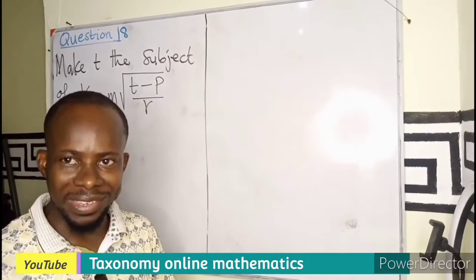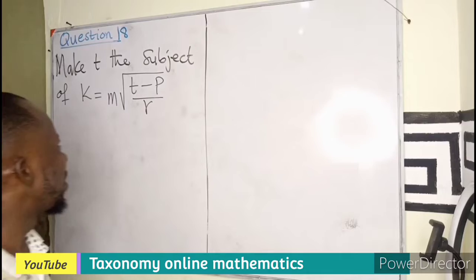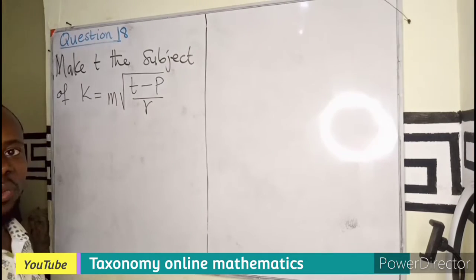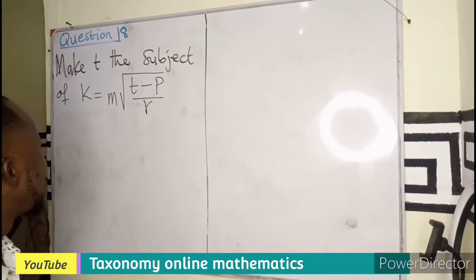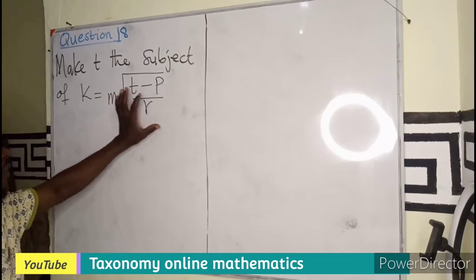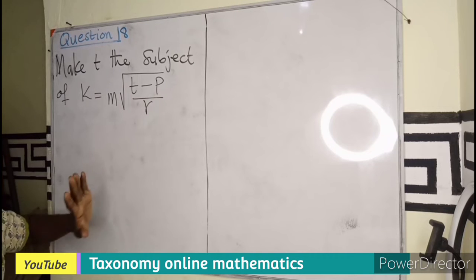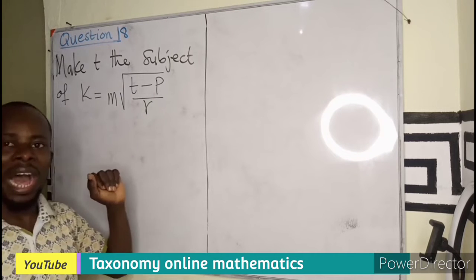Taxonomy Online Mathematics. We are still on the WASSCE 2022 June question paper, question number 18, the objectives. We are to make T the subject of this relation. So we have K equals M root of (T minus P) over R.